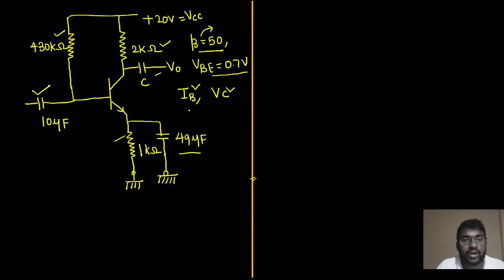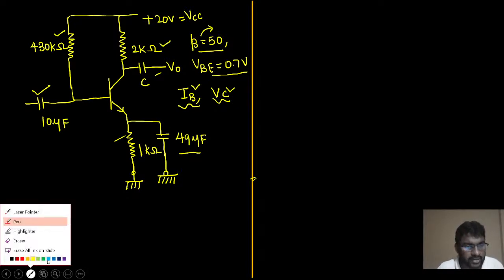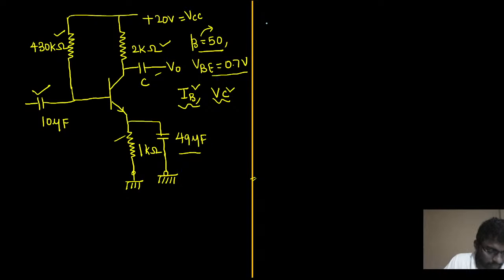So how will you do that? How will you bring the answer for this question? Try to apply your basic ideas first and try to bring out the answer. What can be the expected value for base current and collector voltage? Let me give you a rough idea. Based on the idea I am giving, you can easily bring out the answer.